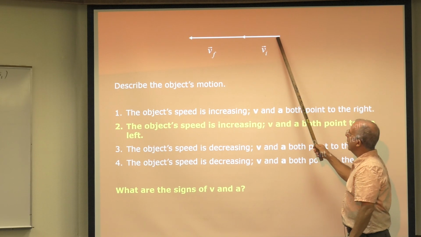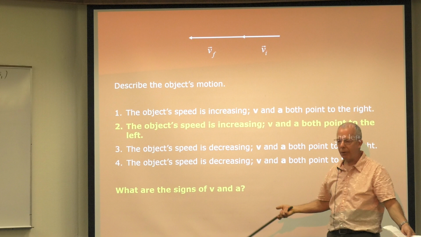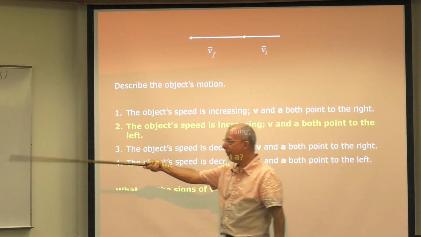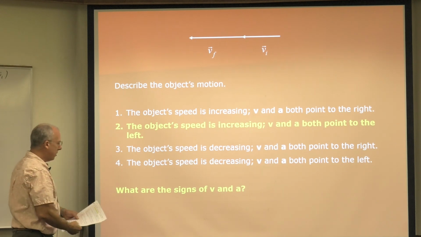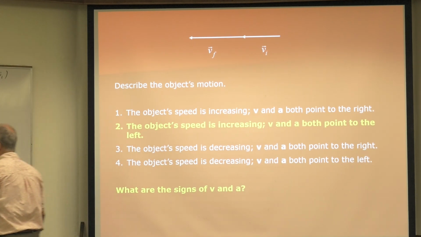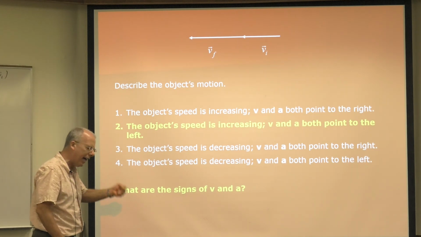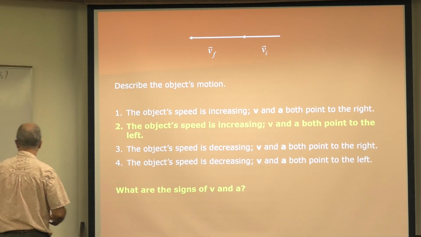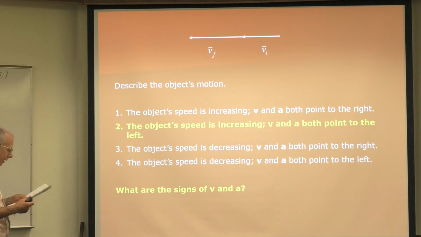Here, this is not very long. Here it's longer. So we know the speed is increasing, right? But it's nice to be able to analyze it this way. So what are the signs of V and A? V is negative and A is negative. So if they're both the same sign, we know the speed is increasing. Okay, there you go. Don't forget that.